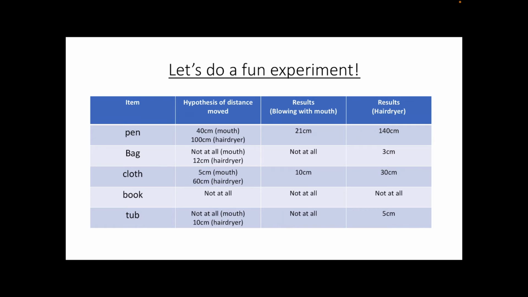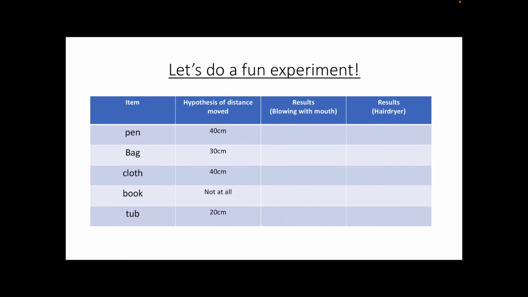The cloth, I think, is going to be 5 centimetres with a mouth, because obviously the power coming from your mouth is not as strong as a hairdryer, and I think the hairdryer will be about 60 centimetres. I don't think the book is going to move at all. And my tub, I don't think I'll manage to move it with my mouth, but I think it might move about 10 centimetres with a hairdryer. So before you start, you want to make your predictions, okay?